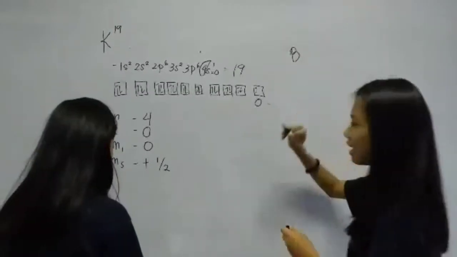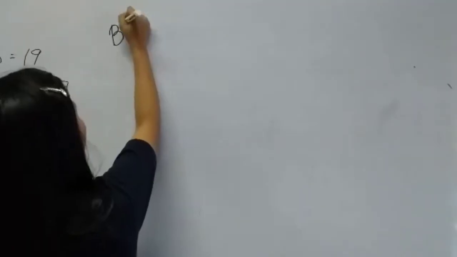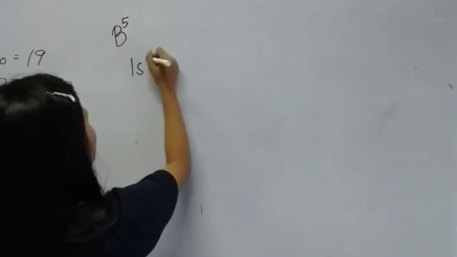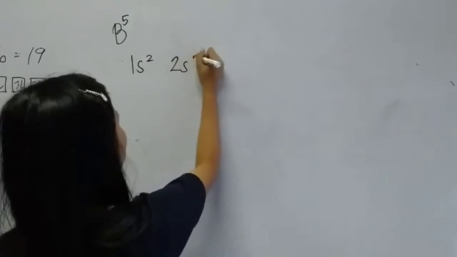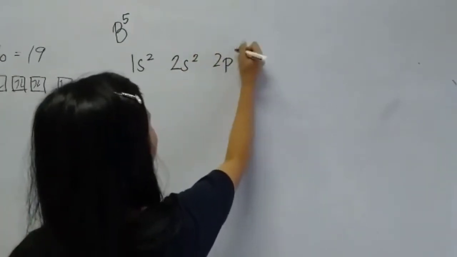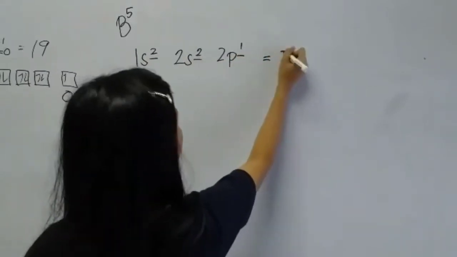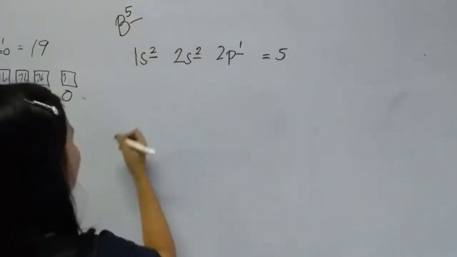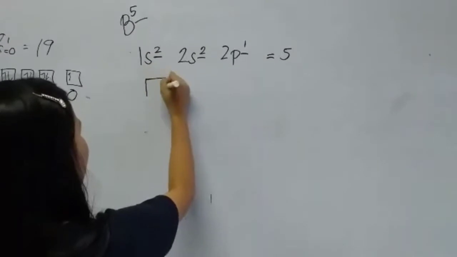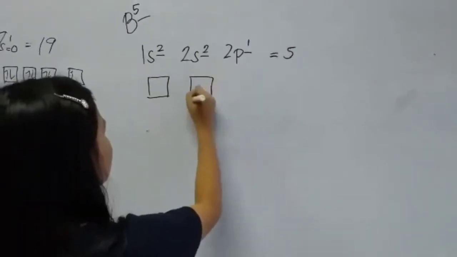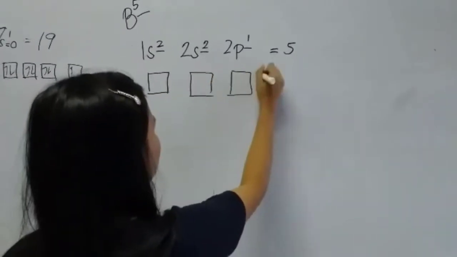Another example is B, boron. Boron's atomic number is 5. 1s2, 2s2, 2p1. 2 plus 2 plus 1 is equal to 5. Same as the atomic number of boron. So we should write the orbital diagram with 1 box for S and 3 for P.